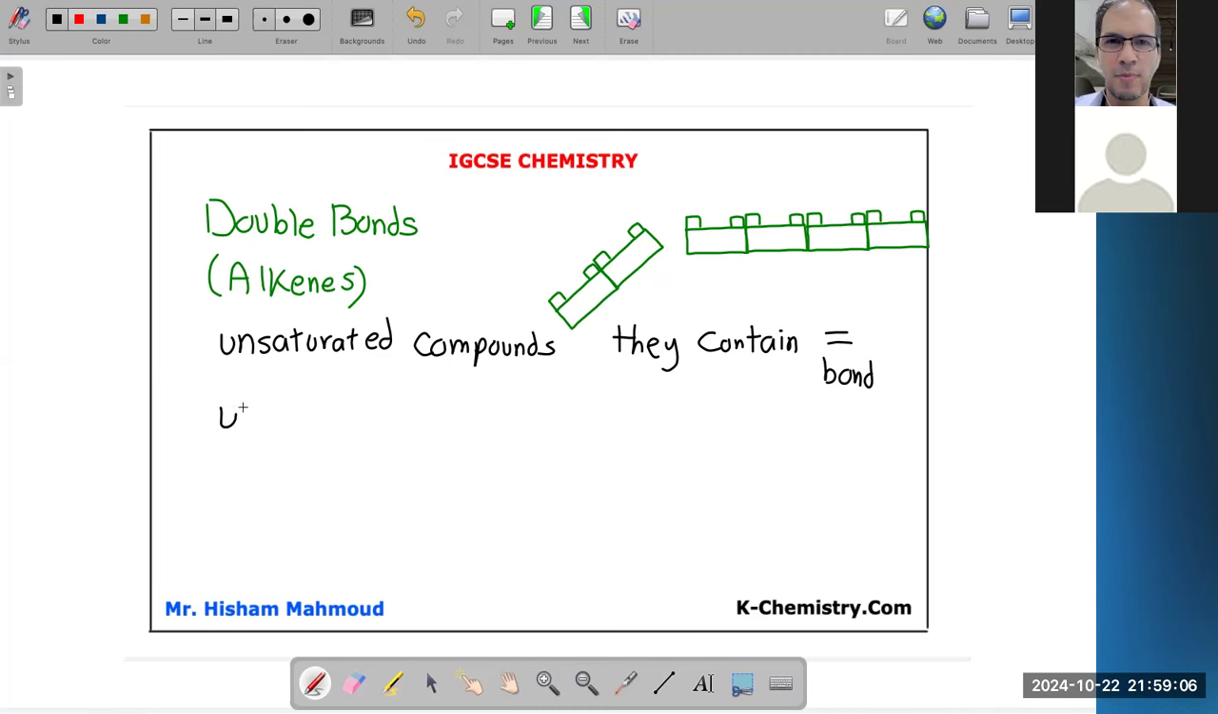So they are very useful compounds because you can do what to them? Can you do preposition to them, or multiplication, or addition? You can add atoms to them. Why? Because there is a place to add. They are not saturated.